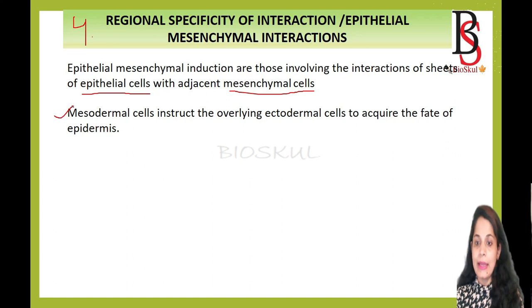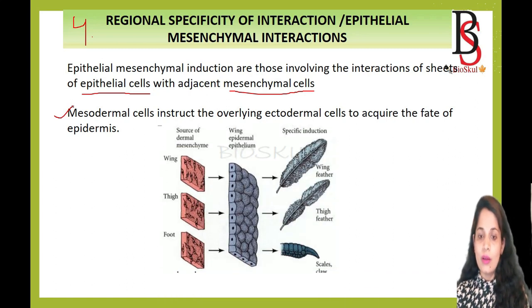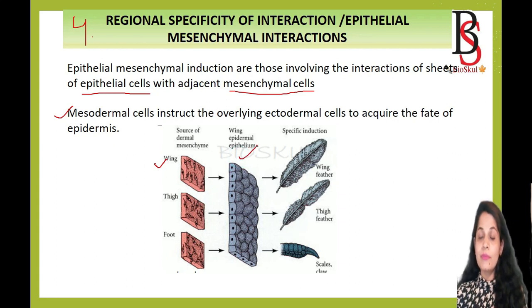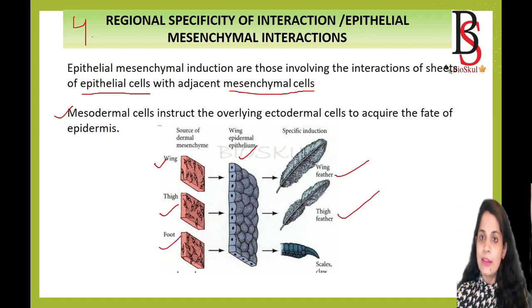So here in the diagram, these are the sources of mesenchyme, and here is the epidermal epithelium. So what will be the final fate of the epidermis? That will be determined by the mesenchymal cell. Here you can see that the source of mesenchyme is the wing, so it induces the formation of wing feathers. If the source of mesenchyme is the thigh, then it induces the formation of thigh feathers. When the source of mesenchyme is the foot, then it helps in the formation of scales and claws.